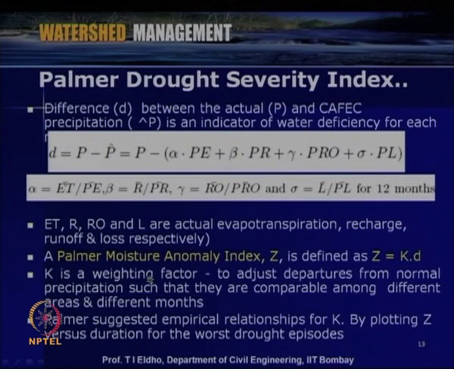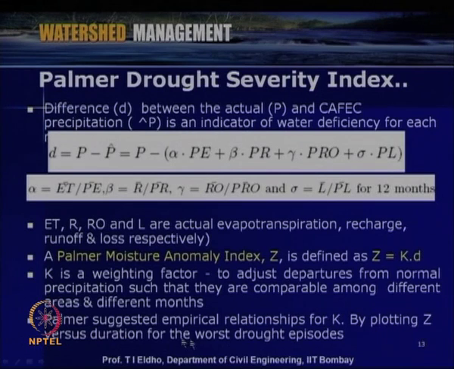Then the Palmer moisture anomaly index Z is defined as Z = K x D, where K is a weighting factor to adjust the departures from the normal precipitation such that they are comparable among different areas and different months. Palmer suggested an empirical relationship for this K. So, Z = K x D, where D is defined here and K is the weighting factor.